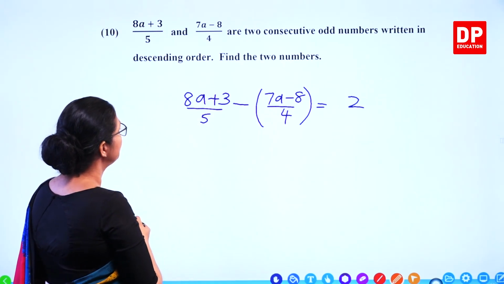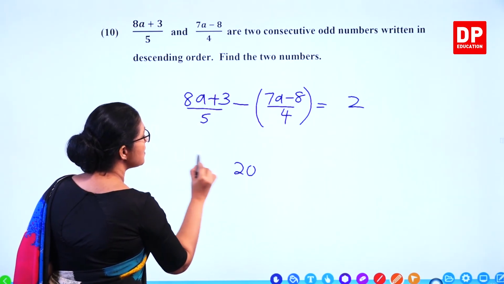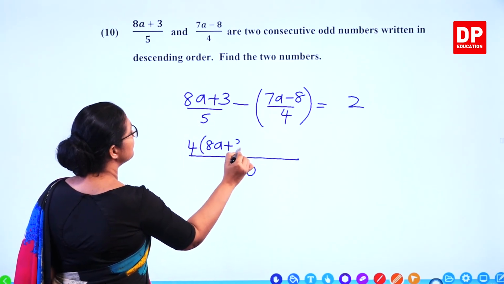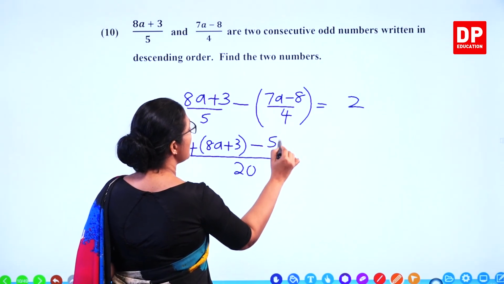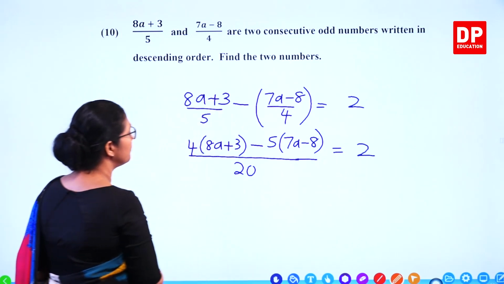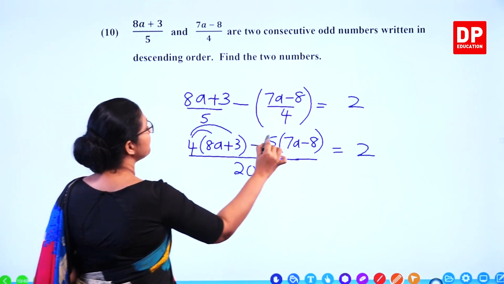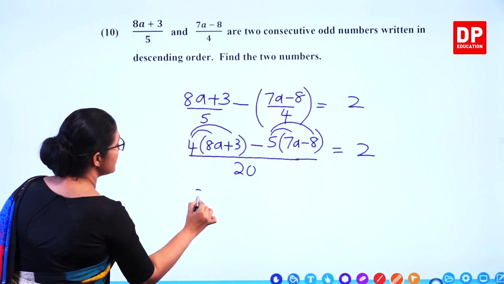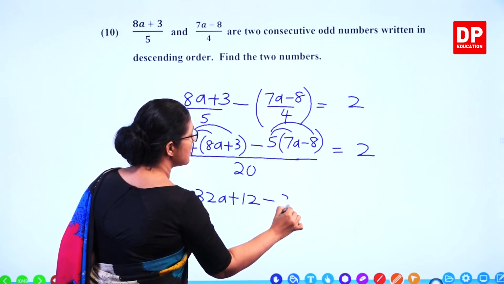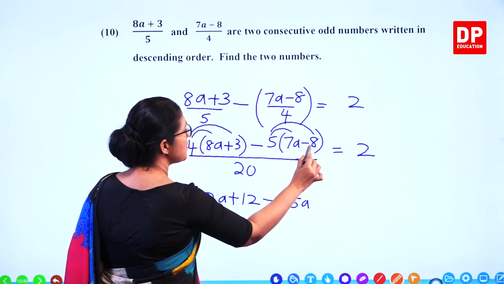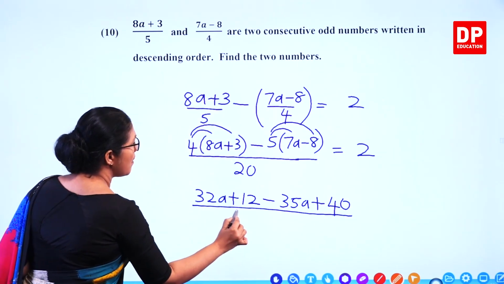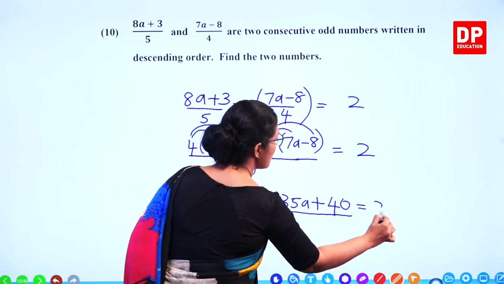Now solve that. 5 and 4, lowest common multiple is 20. Then multiply 4 times this and 5 by this value. What you get? You get 2. So multiply. 5 times 8, 32. 4 times 3, 12. 5 times 7, 35. And 5 times 8, 40. This is plus, minus, minus, plus. Divide by 20. And this is equal to 2.